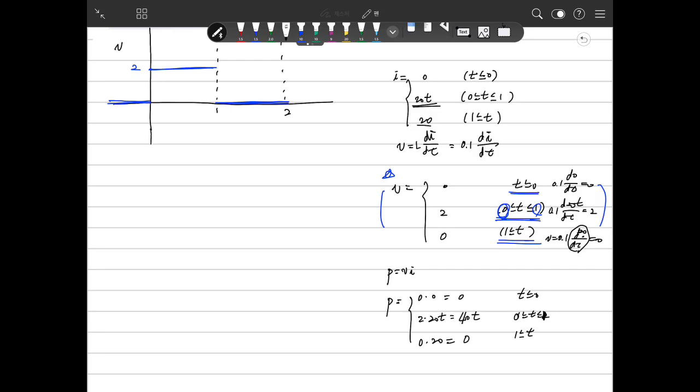So we can draw the power here. 1, 2, and this is power p. So that value is 0, and from here it increases up to, because this is 1, 40, and here it is 0.